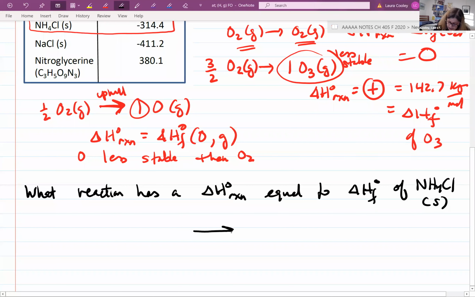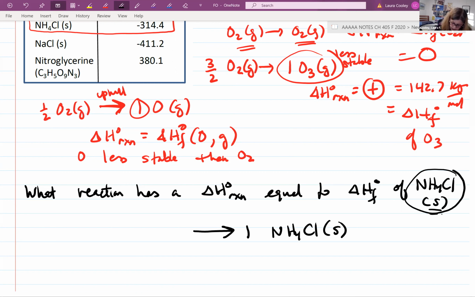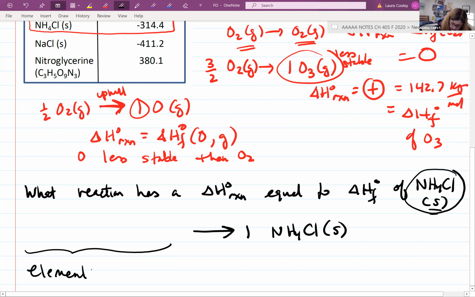What are the products of this reaction? 1 mole of NH4Cl is the product, in whatever state you're asked to write it in. So to figure out what's on this side, I have to start with elements in their stable forms.